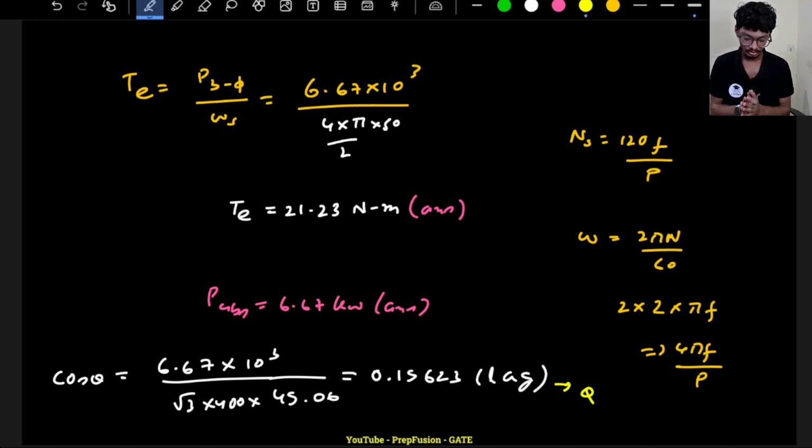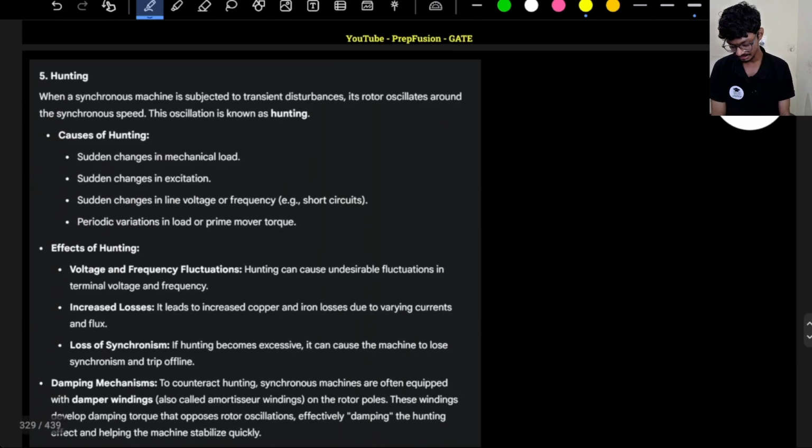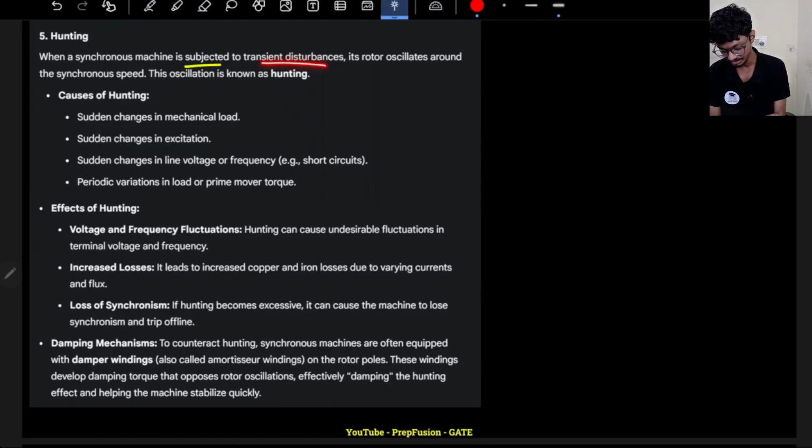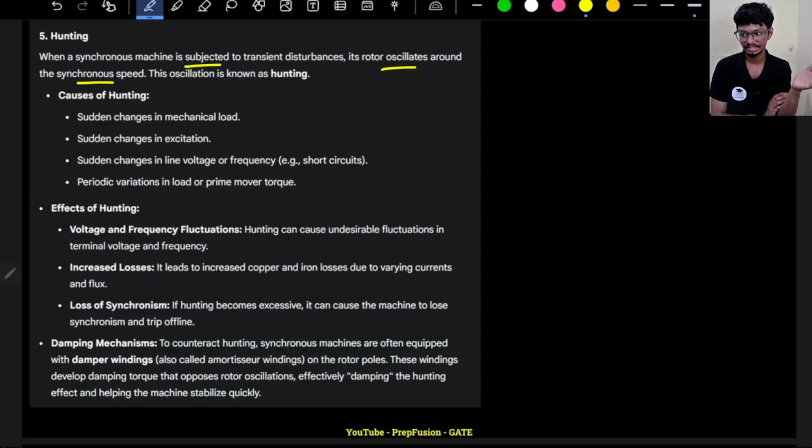So now we will discuss hunting and the ways to eliminate hunting. Previously we discussed what is hunting. Hunting in a synchronous machine happens when it is subjected to transient disturbances. The rotor will oscillate around its synchronous speed. NR will be greater than NS, then NR will be less than NS, right?